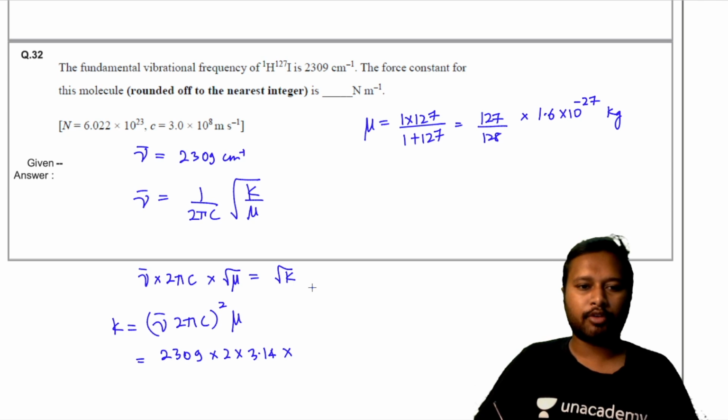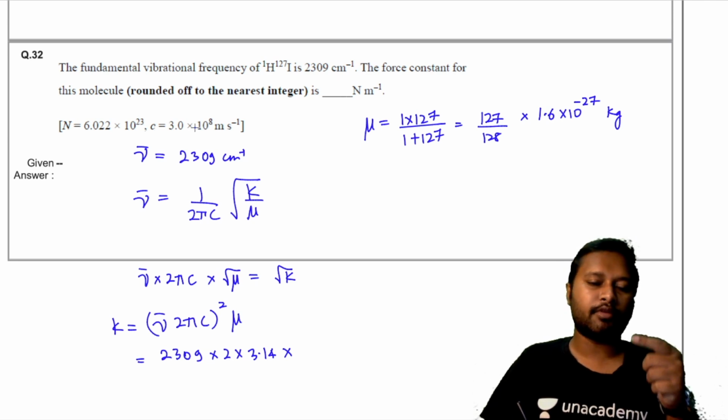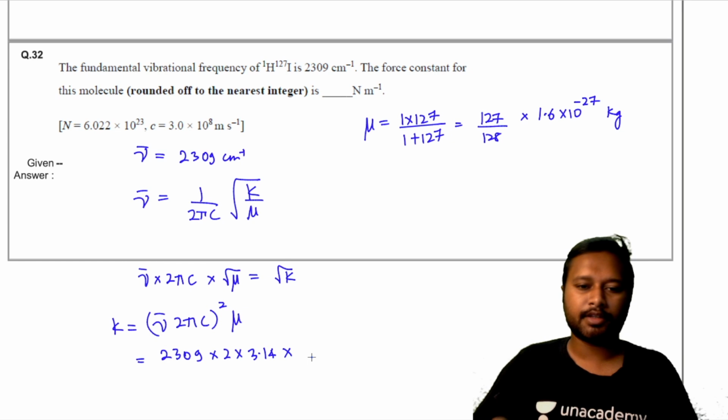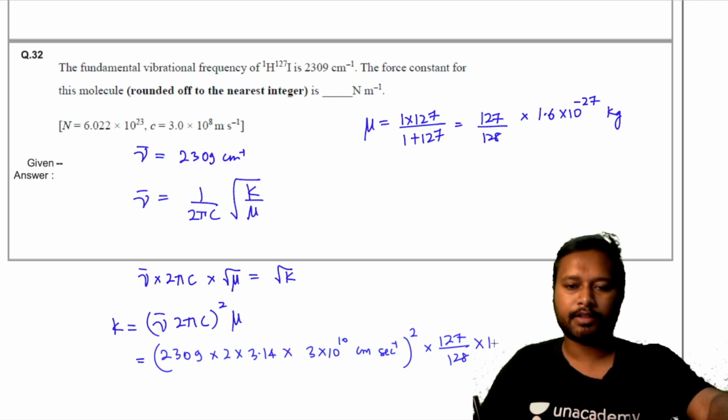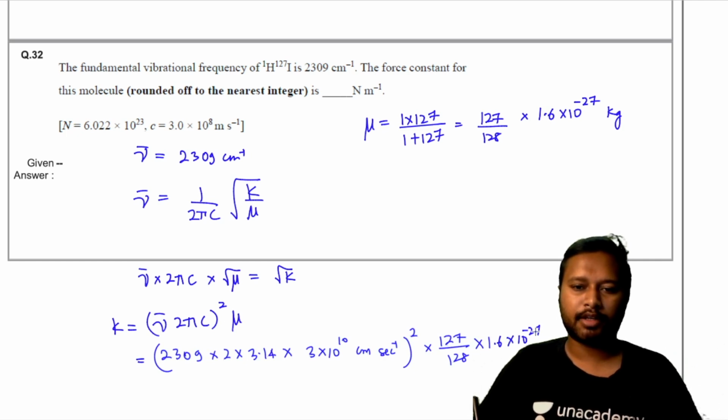So what you have to do, since you are putting your wave number in centimeter inverse, for speed of light you don't have to take it directly, you have to convert this into centimeters. So this will be 3 into 10 to the power 10 centimeter per second. Then square this whole thing and multiply with this mu, that is 127 upon 128 into 1.6 into 10 to the power minus 27 kg. Solve this whole thing, and that is what is going to give you the value of k.